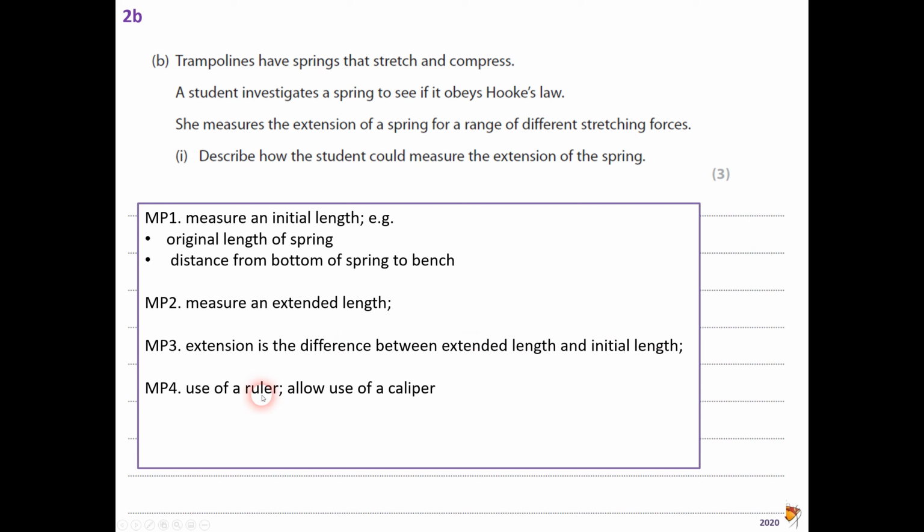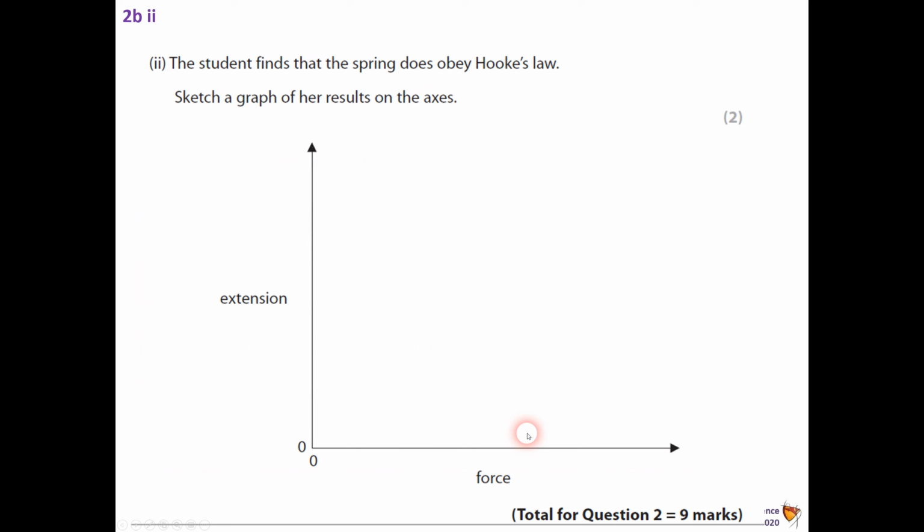Marking point 4, use of a ruler, allow use of a caliper. So a caliper is something that would measure a distance. And marking point 5, although clearly there's only 3 points here, so you only need 3 of these, to improve the quality of the measurements taken.